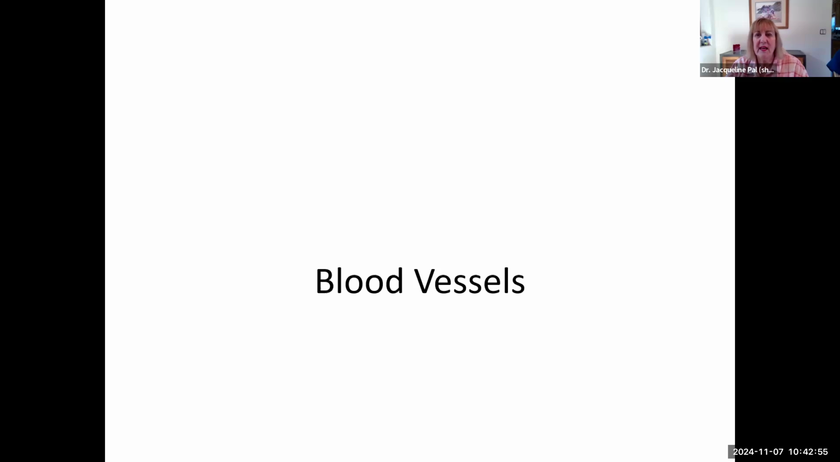So, because it's a lower pressure system than in your arteries with the heart pumping behind it, about 70% of your blood at any one time is in the venous system. So it's not a 50-50 split. It's not fair, is it?